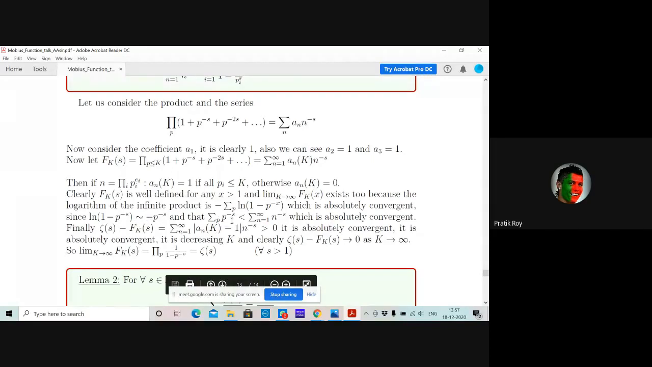So the log sum will be approximately equal to this sum, and this sum is bounded by the sum for n equal to 1 to infinity of n to the minus s, because this is a subset of those elements of the 1 by n to the s type. So this sum will be bounded by this one, and this sum converges famously, we know, because for s greater than 1 this sum converges, we already know. So this sum will also converge.